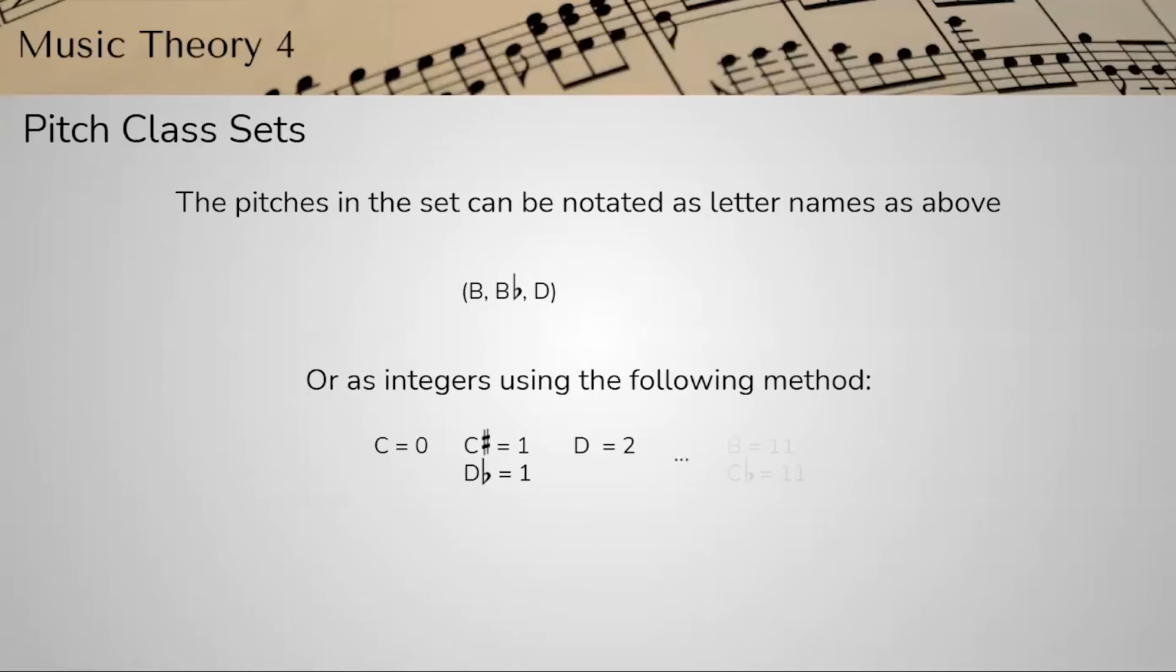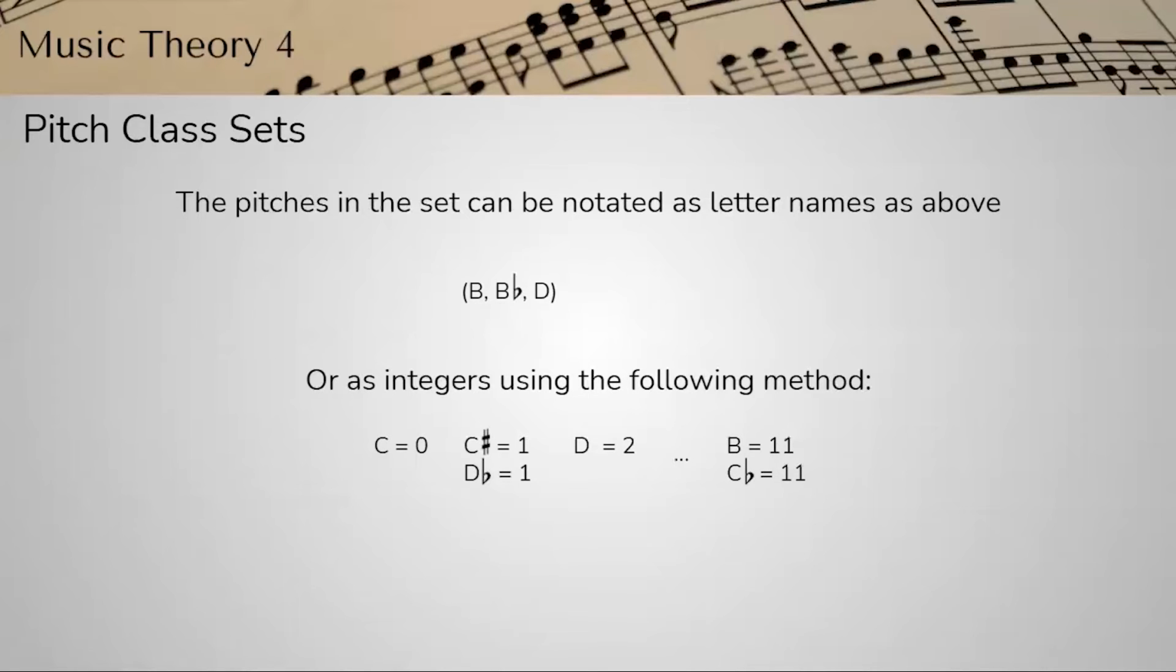And then a D, since that's 2 half steps away from C, would be labeled with the number 2. And this would keep going until you got up to our last unique pitch, our last what the book calls pitch class, which is B, or C flat, which we would then call 11. And then once you get back to C, then you're back to 0. So everything is numbered according to how many half steps away from the note C it is.